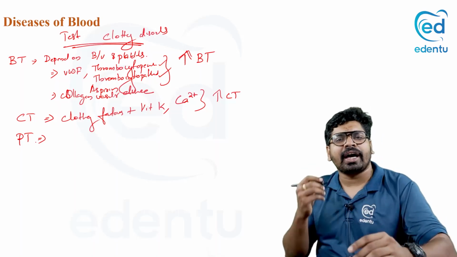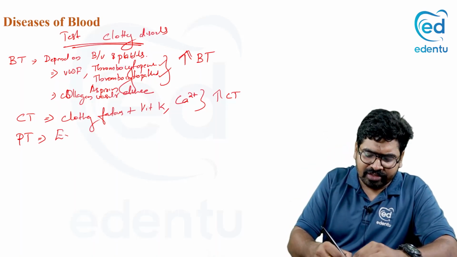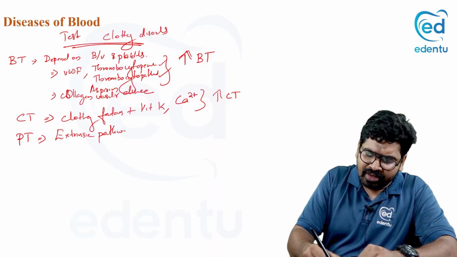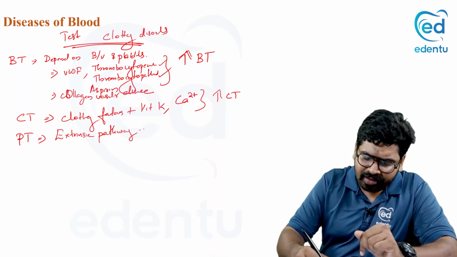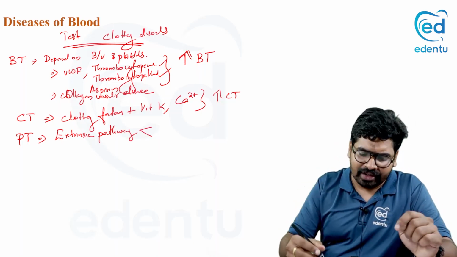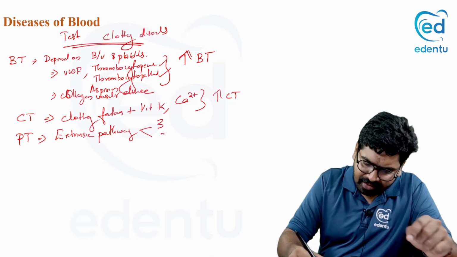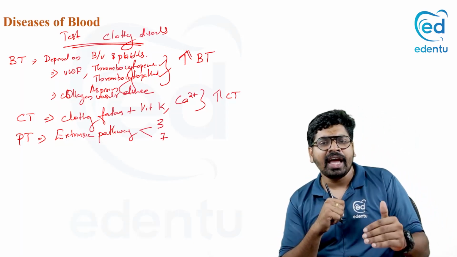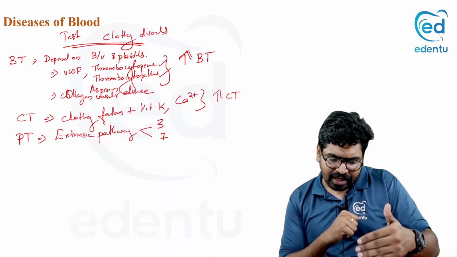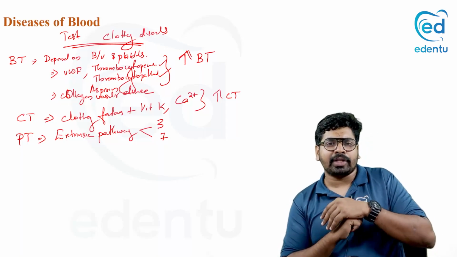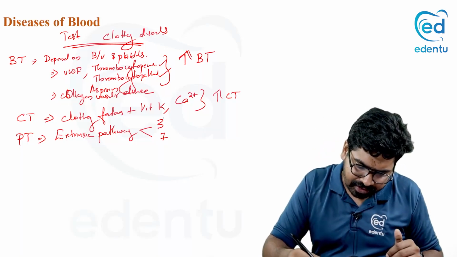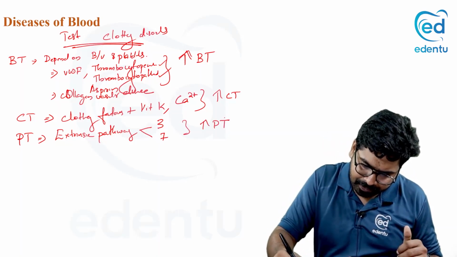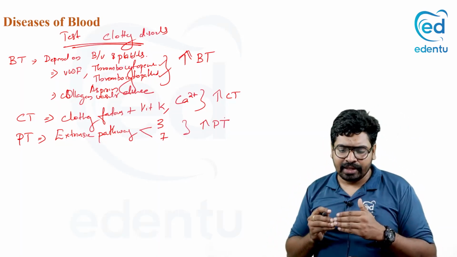Prothrombin time measures the extrinsic pathway, and the extrinsic pathway is controlled by two factors, that is factor 3 and factor 7. So if there is any problem in the extrinsic pathway, or any problem in factor 3 and factor 7, there is an increased prothrombin time. So that is mainly about prothrombin time.